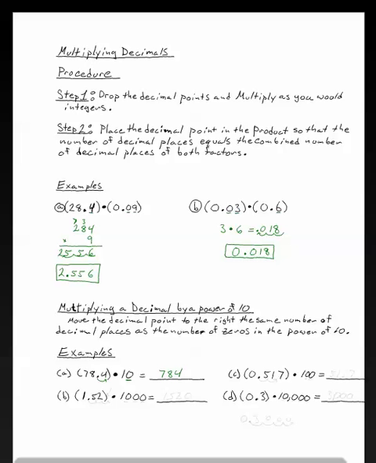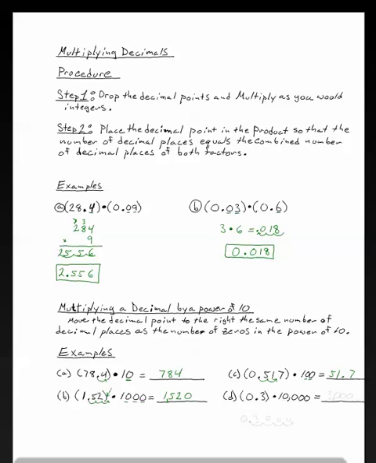In example B, there are 1, 2, 3 zeros in the power of 10. So we're going to have to move our decimal 1, 2, 3 places. But notice we have this empty place right there. So we're going to have to put a 0 there. So it's going to be 1520. In example C, we have 1, 2 zeros in the power of 10. So we move our decimal point 1, 2 places to the right, which gives us 51.7.